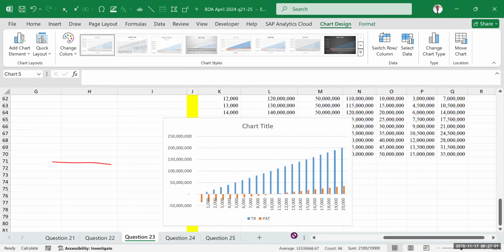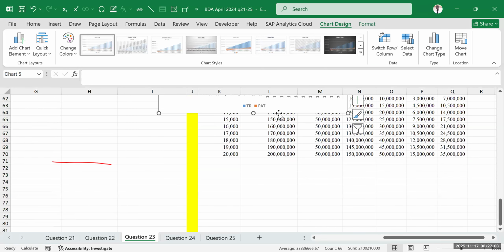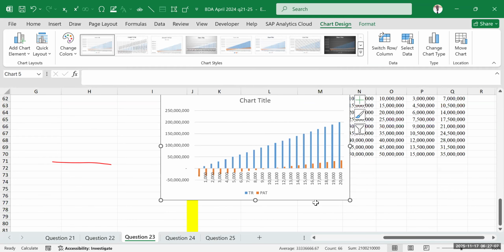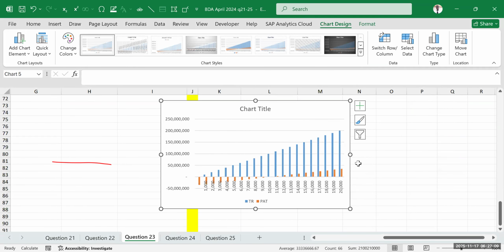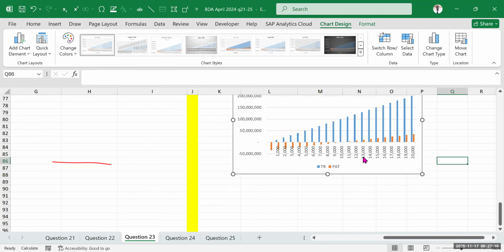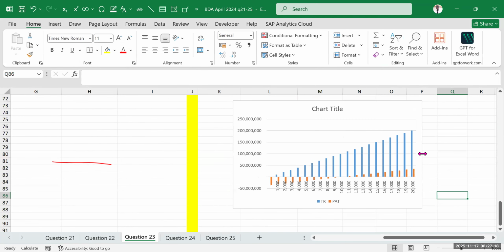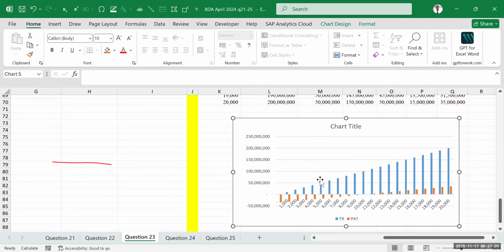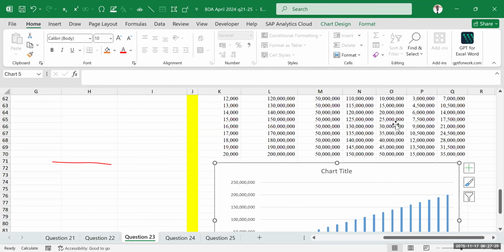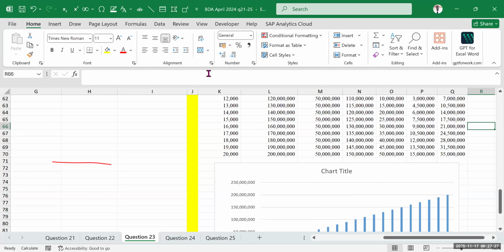I pick that clustered column and I drag my chart down here. And when I bring my chart here like that, and I expand it a bit to make it more visible, like that. Now, inserting a graph or a chart, I believe all of us should not have a problem. No one should have a problem now.